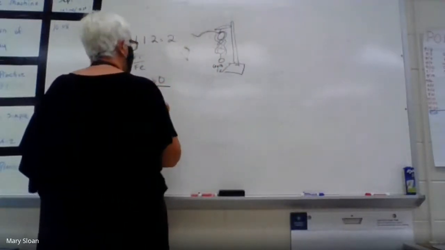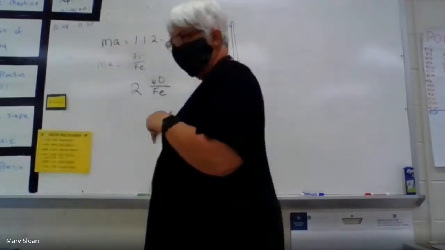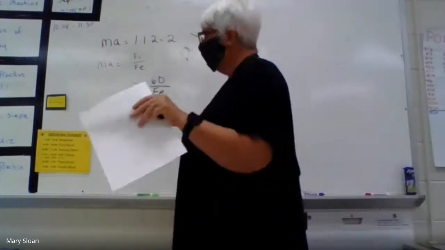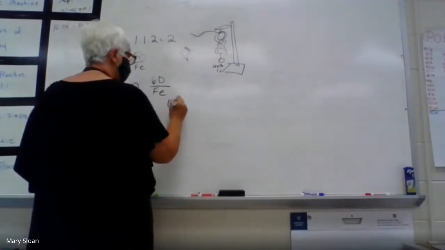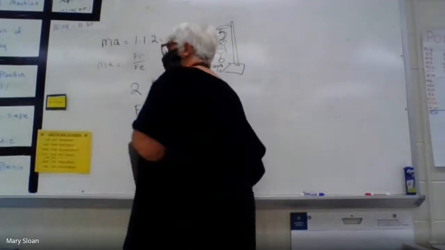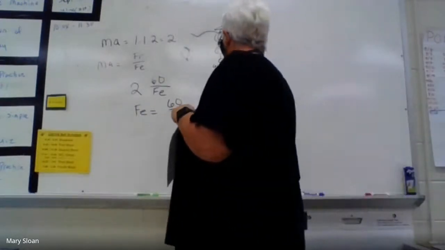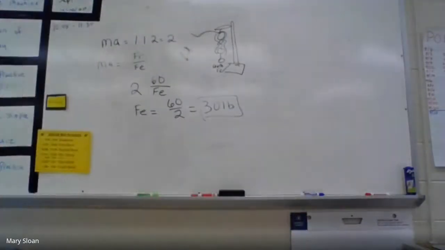60 over FE, right? Do we know what FE is? No, we don't. That's what we're trying to find. So FE equals 60 over 2, which equals what? 30. And that is our answer. So the answer of that one is D. Is everybody good so far?